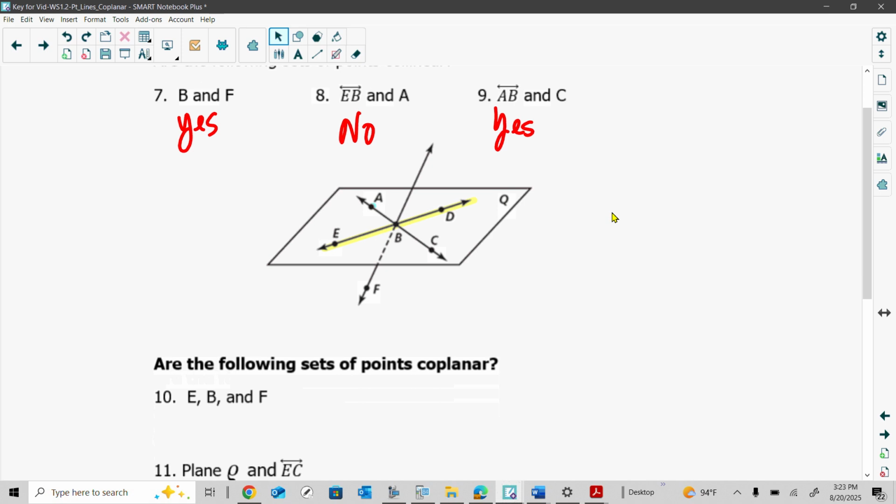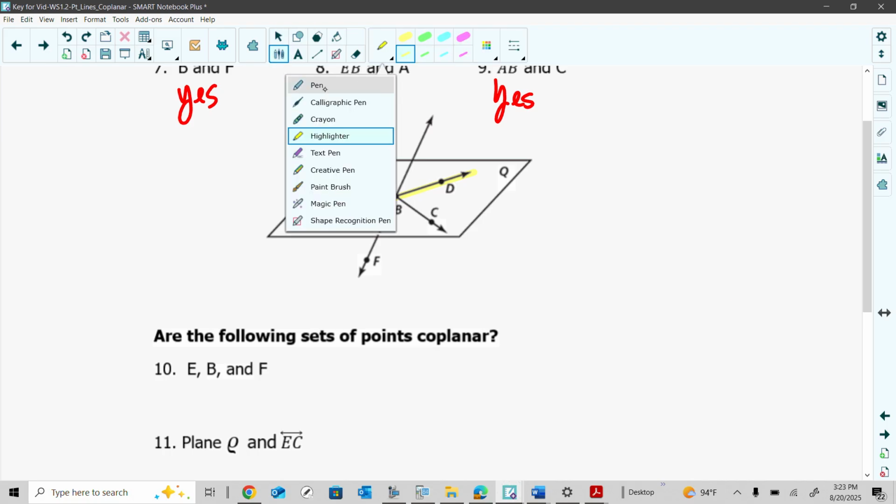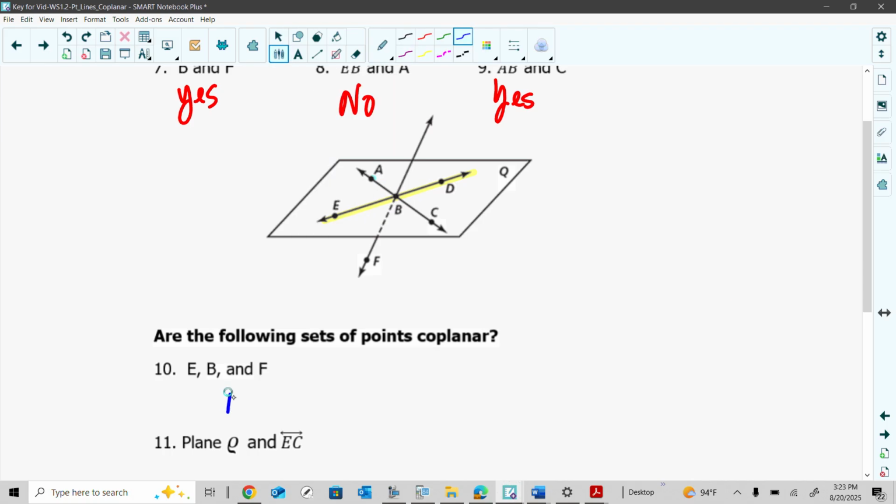Now we're going to determine coplanar points. So this means they have to be inside this parallelogram plane Q. EBF, okay, is EBF inside the plane? I guess this one didn't have the answers on here. This was a no, because point F here is off the plane.